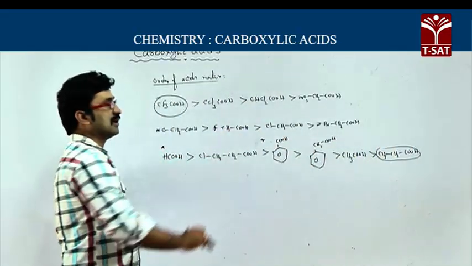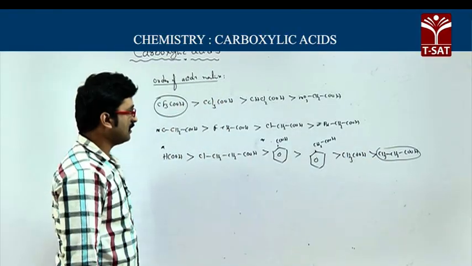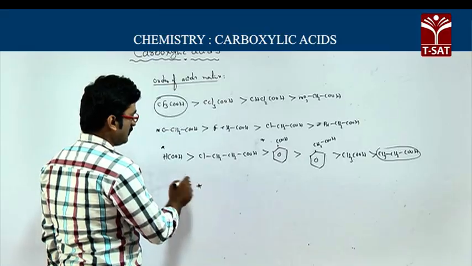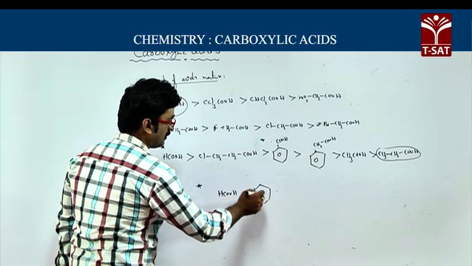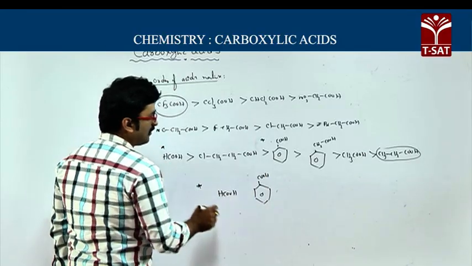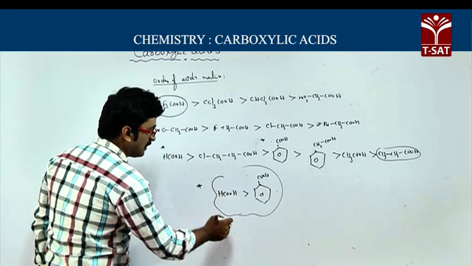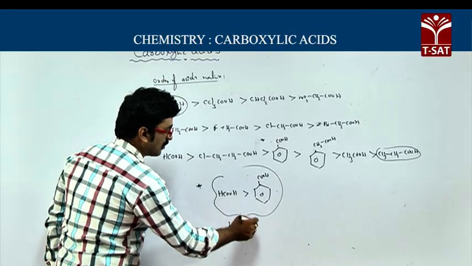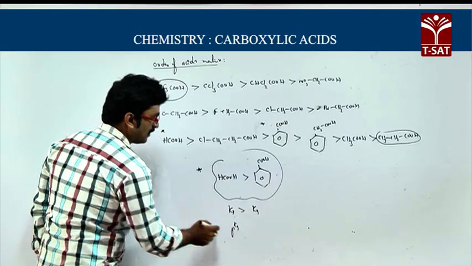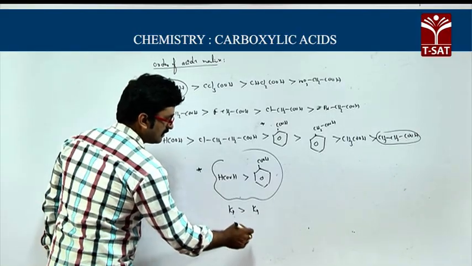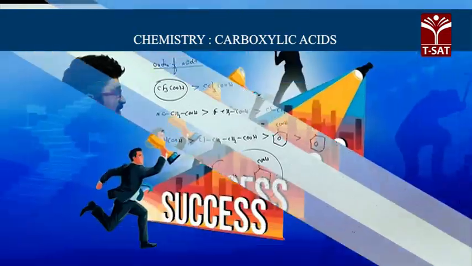Among these compounds, the weakest acidic carboxylic acid is propanoic acid, and very, very important are formic acid and benzoic acid. Among formic acid and benzoic acid, which is more acidic? Formic acid is more acidic. So the Ka value of formic acid is more than the Ka of benzoic acid. In terms of pKa, the pKa of formic acid is less than the pKa of what? Benzoic acid. This order is very, very important.